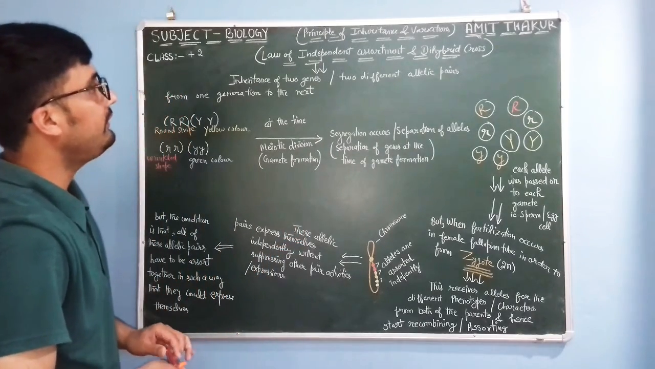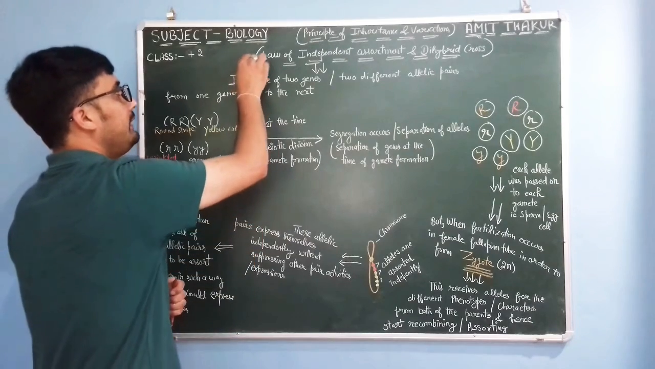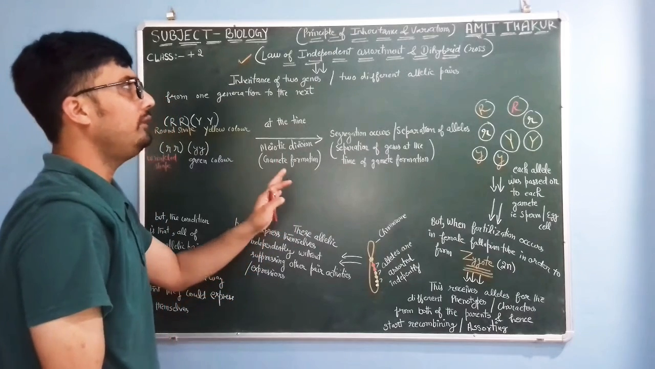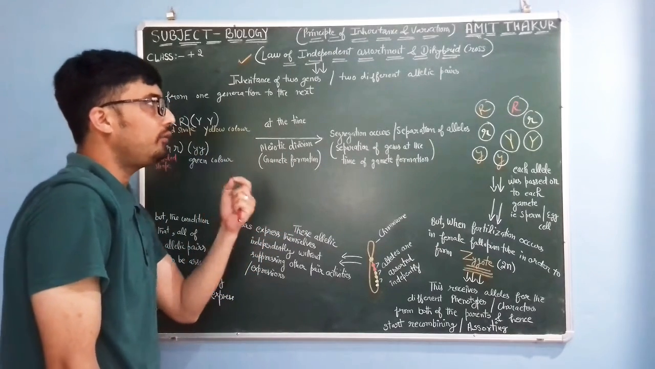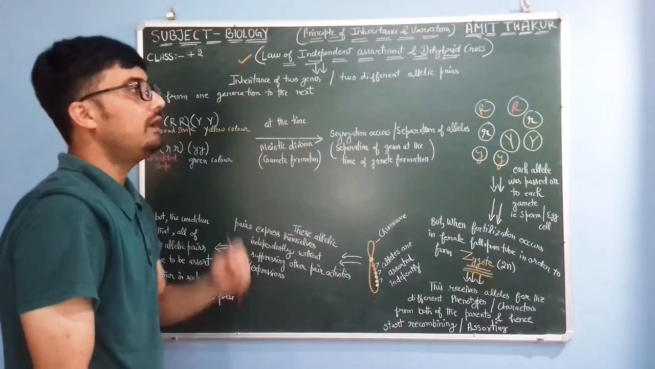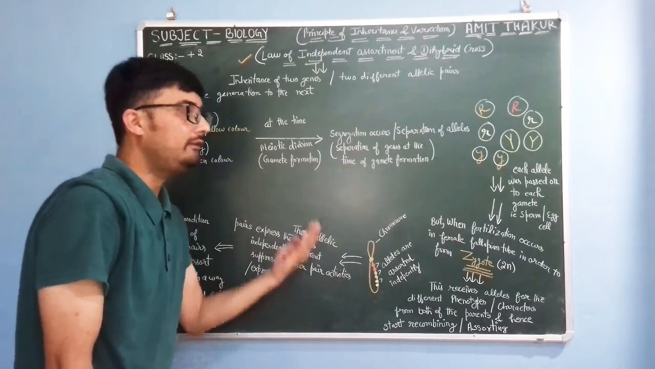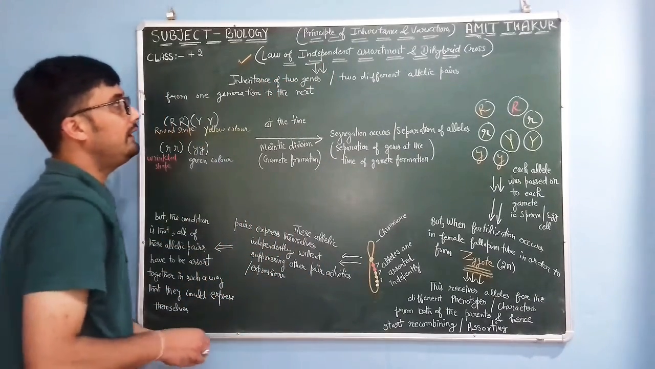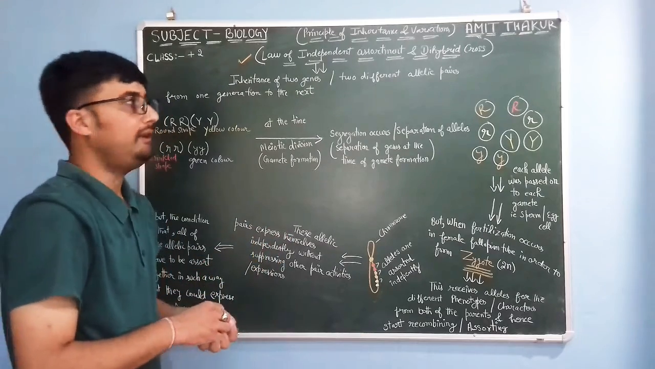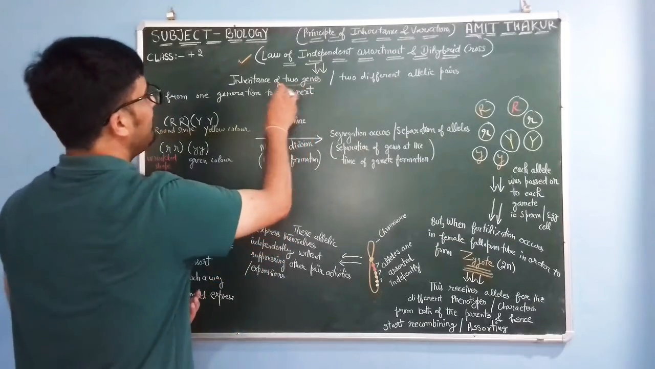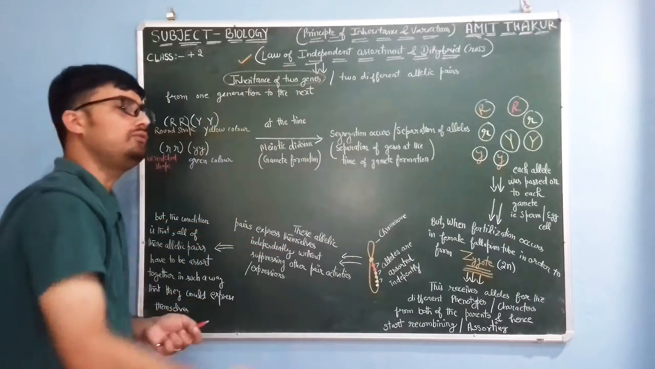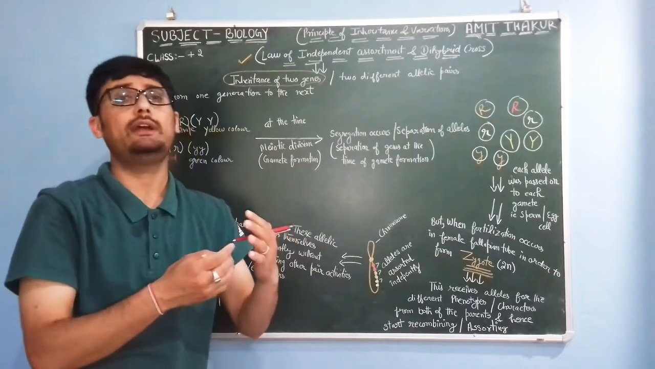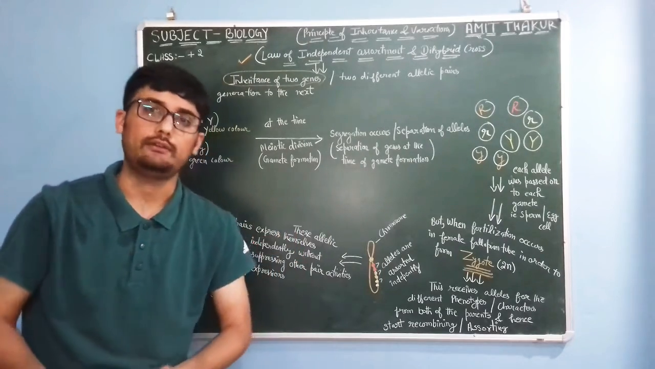So today we are going to discuss the law of independent assortment and dihybrid cross. Today we would discuss only the law of independent assortment, the introduction of this law, how this takes place, and what is the meaning of independent assortment. Whenever we talk about independent assortment, we talk about inheritance of 2, 3 or more than 2 genes. That means we are talking about inheritance of more than 2 traits or characters.